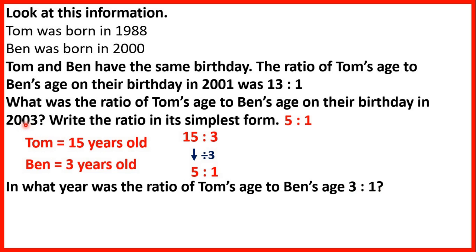So we know that in 2003, Tom was 15 and Ben was 3. So in 2004, Tom was 16 and Ben 4. In 2005, Tom 17 and Ben 5. And in 2006, Tom was 18 and Ben was 6. And 18 to 6 simplifies to 3 to 1, because 18 and 6 are both multiples of 3. So if we divide 18 and 6 by 3, we get 3 and 1. So that means the year was 2006.